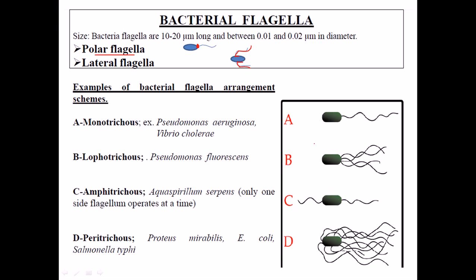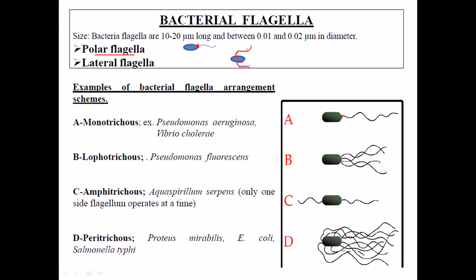Now you can see 4 different scenarios of bacterial flagellar assembly in different regions of bacterial flagella. As we can see in the first picture, picture A, we have a flagellum coming out from only one polar region of a bacterial cell. In this case, we call this kind of bacteria monotrichous.